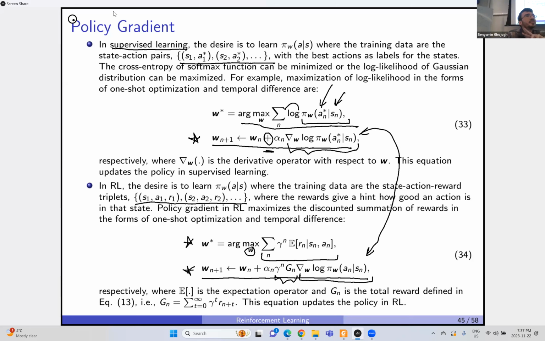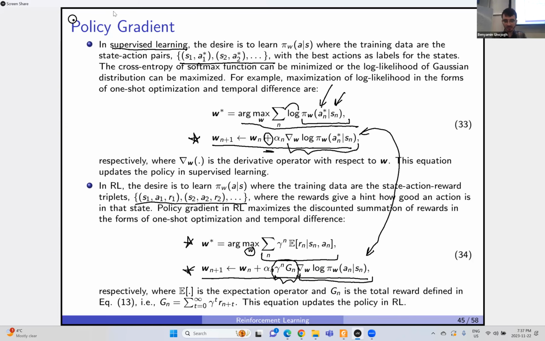They have at least several differences. First off, in the supervised learning, this is policy of AN star given SN, because I have the best actions per states in my data, right? But here in reinforcement learning, I don't have the best action. I have a bunch of triplets. So this is probability of AN given SN. It's not AN star. That's one thing. But should I maximize this? No. How can I trust this? Who says that AN is best for SN? That's why I scale it with this.